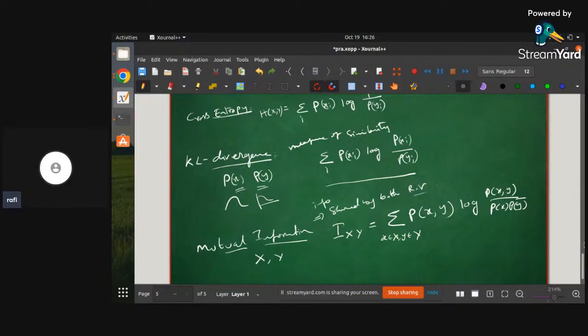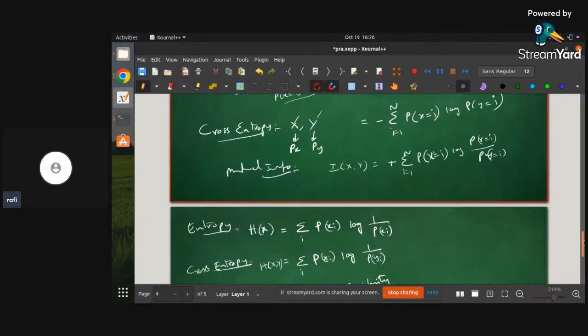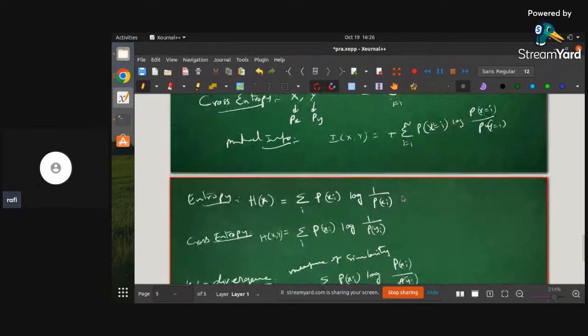So entropy is the information contained in a single random variable X. Cross entropy is the information difference between these two random variables X and Y.